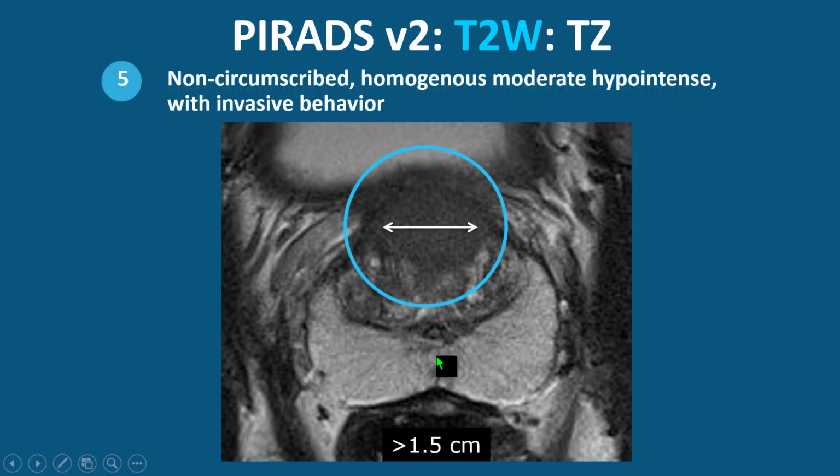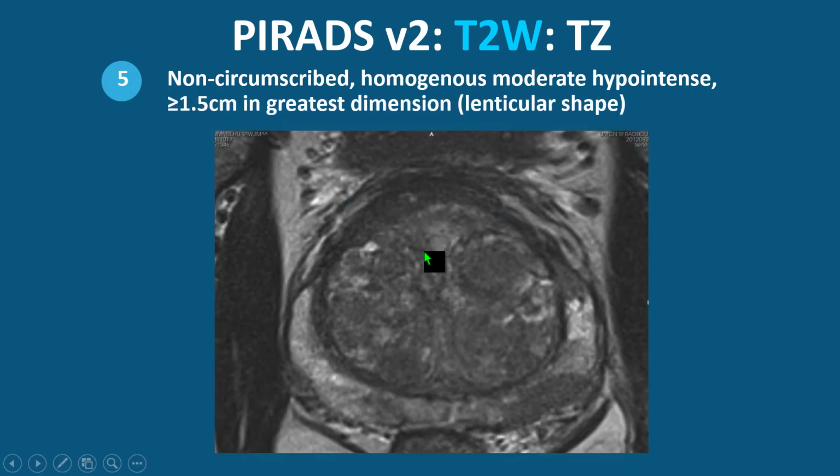This is a clear disruption of organized chaos by what I call erased charcoal. When you have a charcoal drawing and you put your finger over it, it gets fuzzy. It is intermediate signal intensity without internal structure. And it doesn't really behave well. It is not respecting its borders. So this is a PI-RADS 5 on T2, so the final score also is a 5.